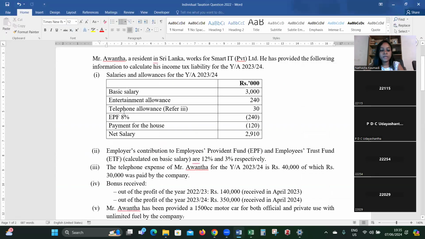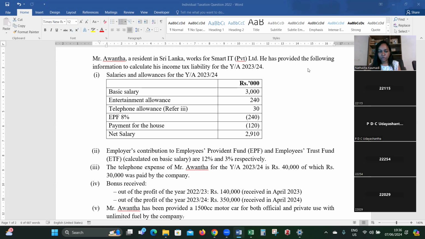Now, what is the amount we can claim? Here, telephone allowance, it says 40,000 is the expense of Mr. Avantha for the whole year, of which 30,000 was paid by the company. Now what is the benefit? Even though the expense is 40,000, the company has reimbursed only 30,000 rupees. Now what is the benefit? 40,000 is the expense. 30,000 has been reimbursed by the company. Exactly.